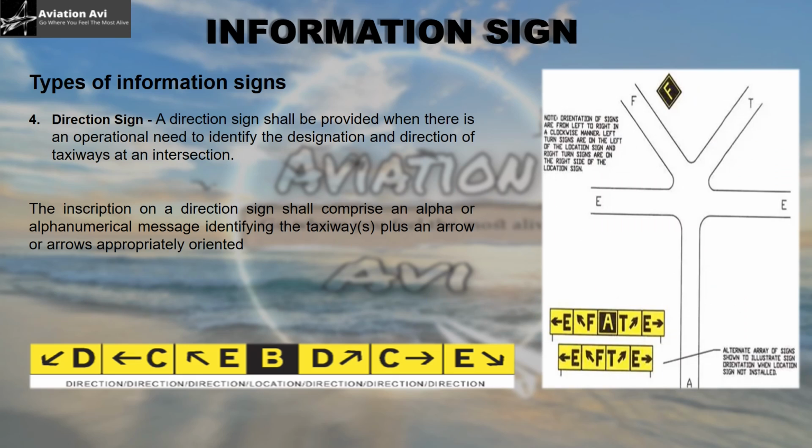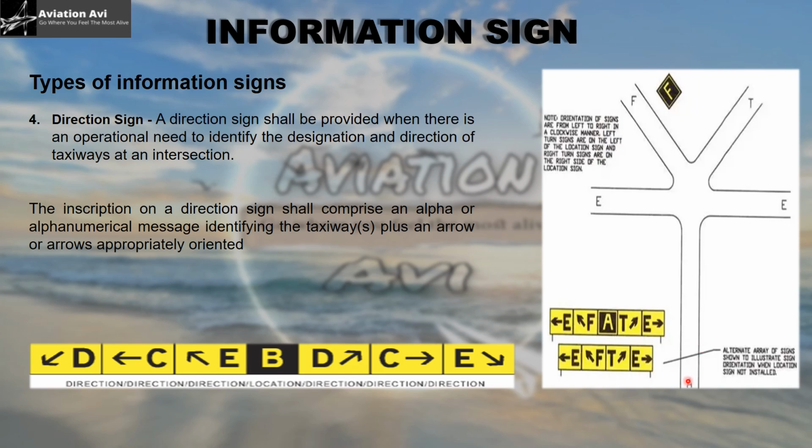The next information sign coming in is the direction sign. A direction sign shall be provided when there is an operational need to identify the designation and the direction of the taxiways at an intersection. So here with us we have taxiway Alpha. When you move left and right, you have taxiway Echo. When you move towards the left in this direction, you have taxiway Foxtrot, and you move in this direction, you have taxiway Tango. So for an aircraft coming in on taxiway Alpha, how do they know in what direction which taxiway is? This information is given by the direction sign.